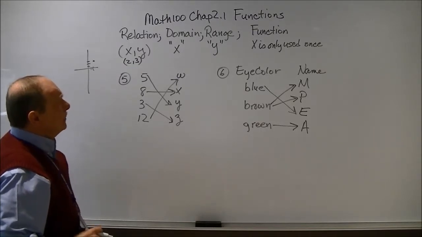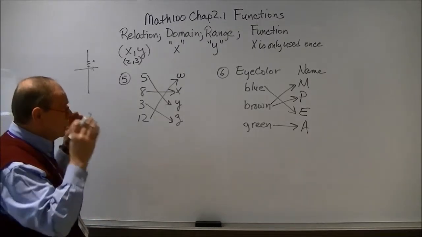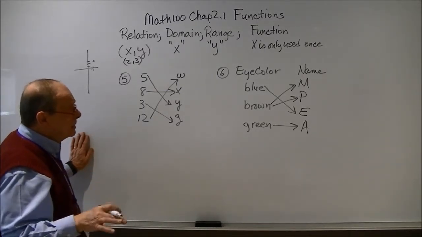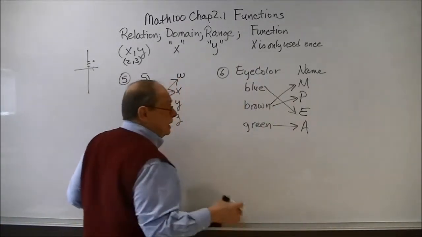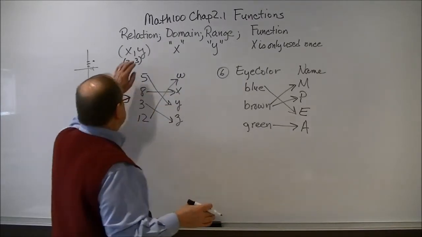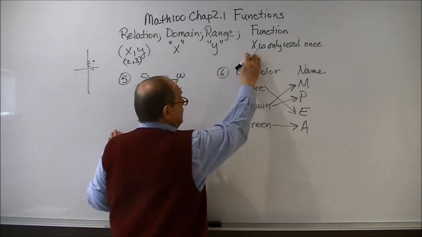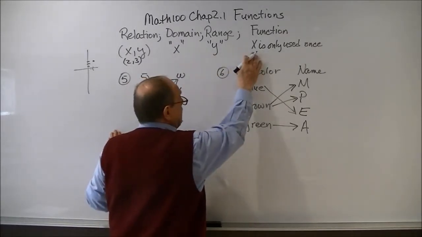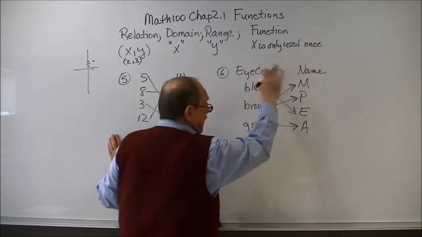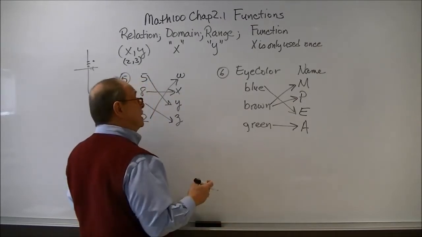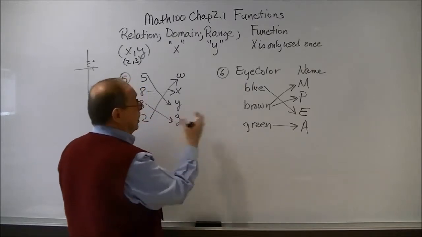Now, in the case of function, again, the definition's a little more formal than what I'm going to say, but this is an easy way to remember it. When something is a function, as you look at the relation, the x element, the domain element, is only used once. If that's the case, then something is a function. And you'll see some examples of it right away.